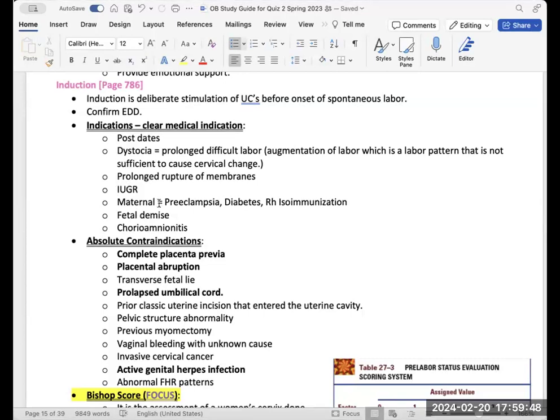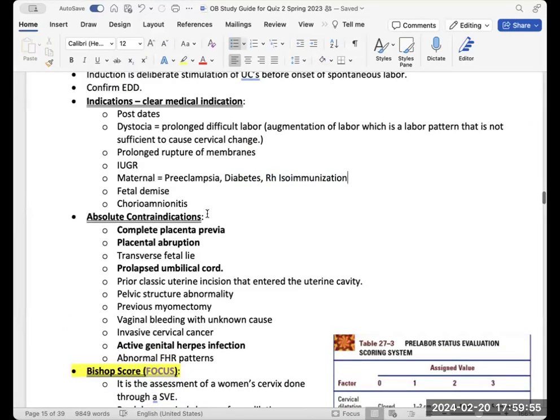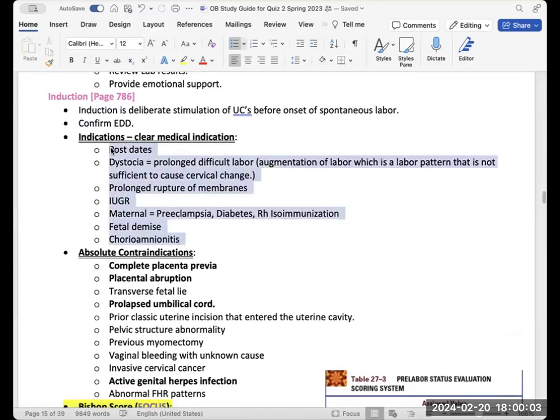Intrauterine growth restriction, another reason for induction. Preeclampsia, diabetes, Rh isoimmunization, fetal demise, chorioamnionitis. If they have that, all of those are reasons why we would give an induction.